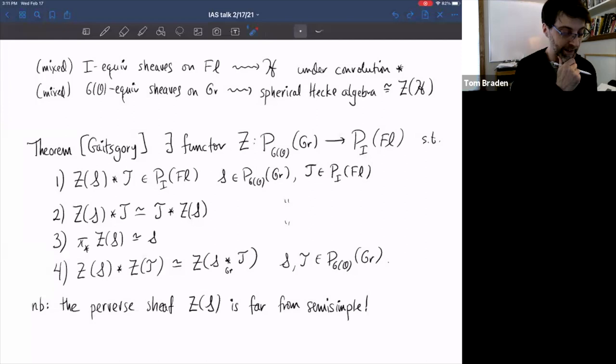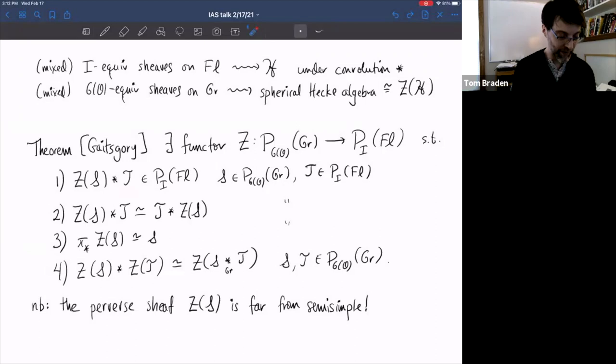And here are the main properties. The first is, if you take a perverse sheaf on the Grassmannian and map it by this functor Z, when you convolve it with an I equivariant perverse sheaf on the flag variety, you get again an I equivariant perverse sheaf on the flag variety, which is unexpected in general, because there is a convolution on perverse sheaves on the flag variety, but unlike the Grassmannian case, it doesn't send a perverse sheaf convolved with a perverse sheaf to a perverse sheaf. So this already says this is a very special class of perverse sheaves. When you convolve with it, it sends perverse sheaves to perverse sheaves.